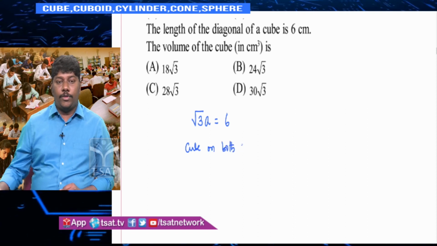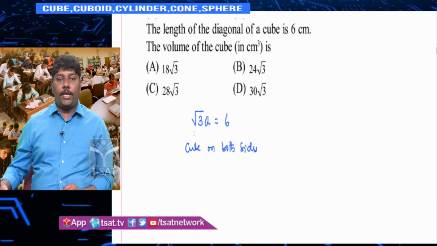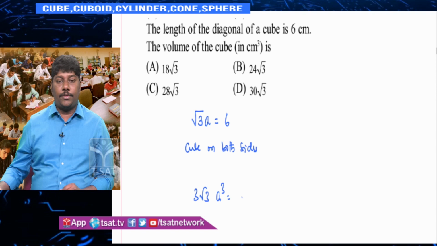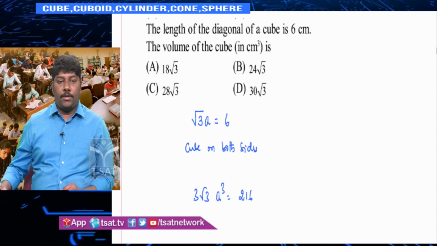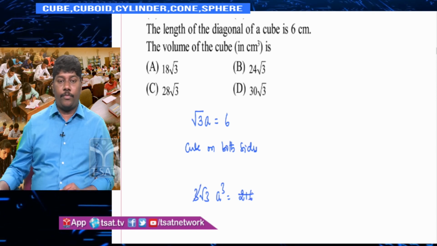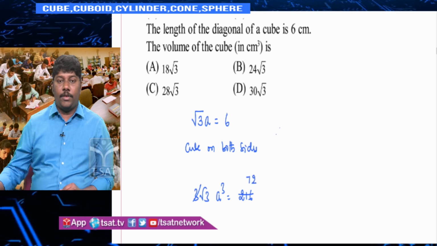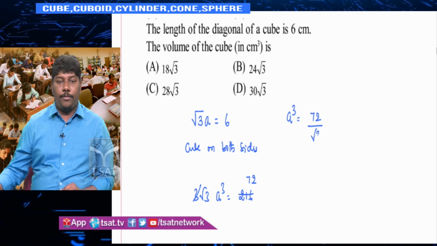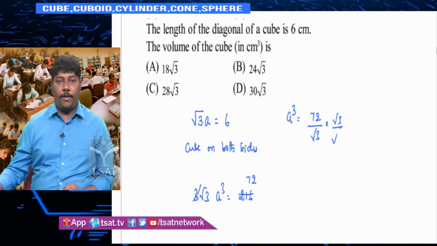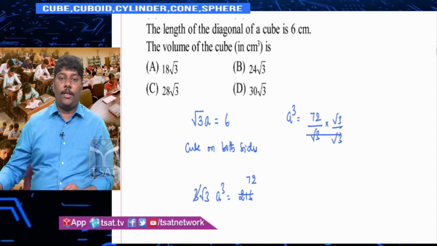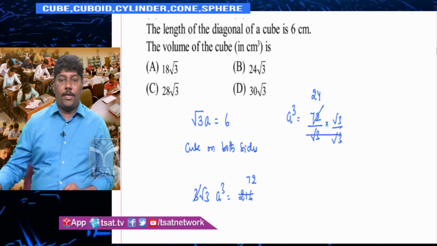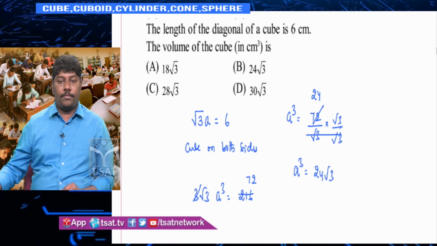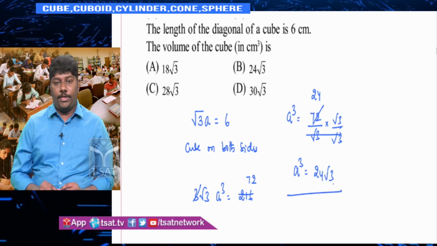If you cube both sides, root 3 cubed is 3 root 3, into a cube, equals 6 cubed, which is 216. 3 ones are 3, 72s are 216. So a cube is equal to 72 by root 3. If you multiply and divide by root 3, in the denominator you are going to get 3. 3 ones are 3, 24s are 72. Therefore, the volume of the cube is 24 root 3. So the volume of the cube is 24 root 3.